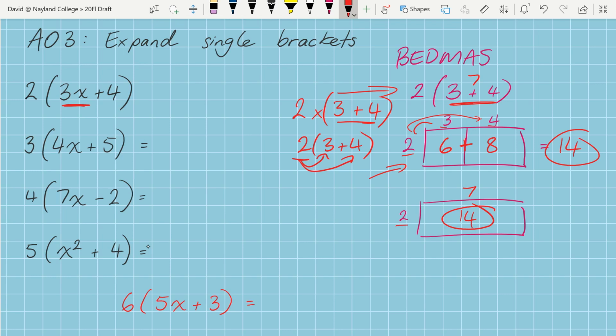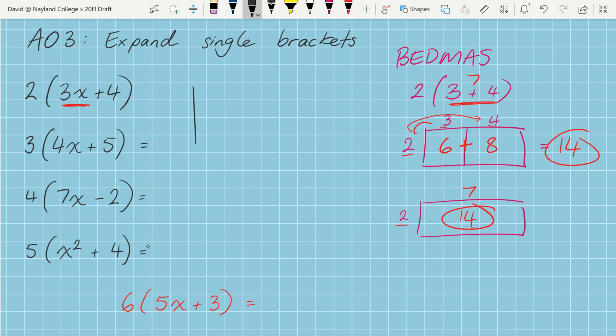So let's have a look at what this visual example here would look like, thinking about what we've looked at over here. So we've got 2 on the left-hand side. You're going to have 3x here, and you're going to have 4 here. So when you're expanding single brackets, what you're doing is you're essentially removing brackets. I like to say, taking the cat out of the bag. So what we're going to do is we're going to do it in its separate parts to begin with here. You are going 2 times 3x to begin with.